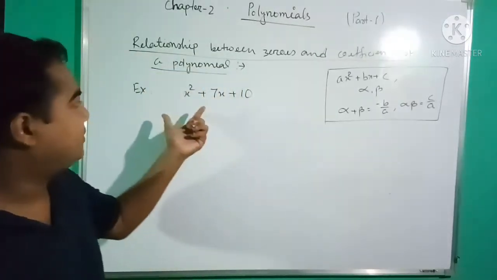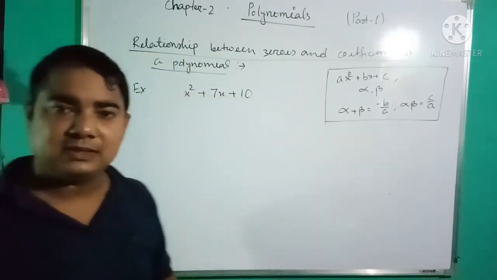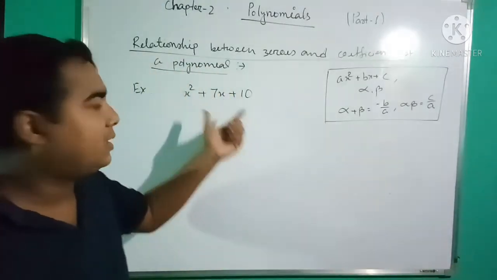Now let us take an example, x square plus 7x plus 10, and find the zeros of the given polynomial.